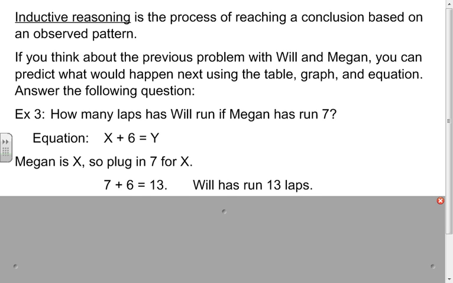Okay? I can use my equation. I can plug in anything. If Megan has run 100 laps, I'd plug 100 in. 100 plus 6 would be 106. I can use any number I want in order to find a new answer with my equation.